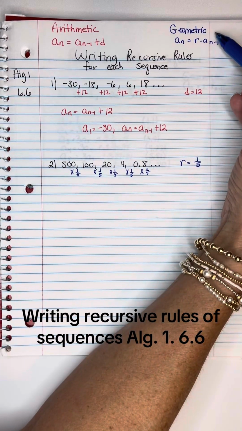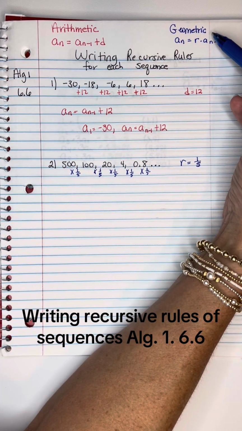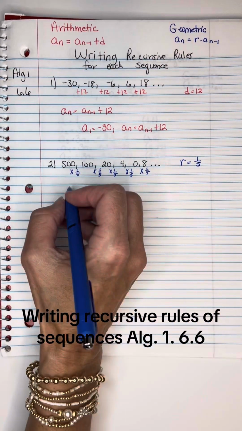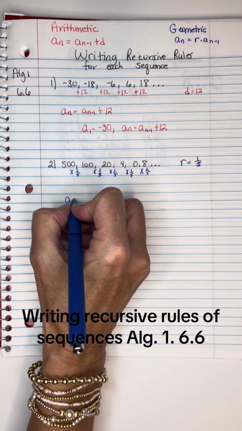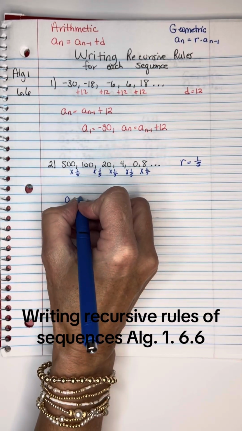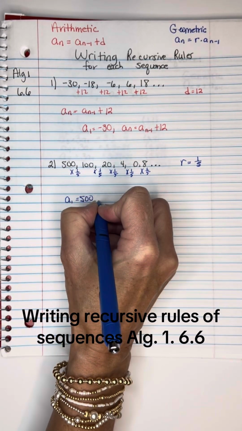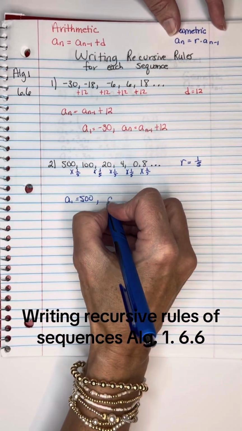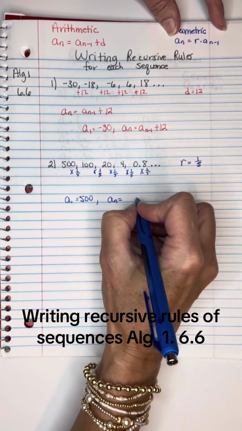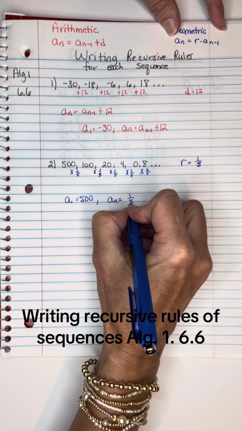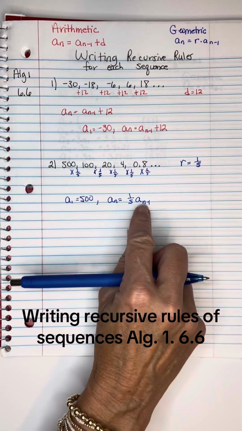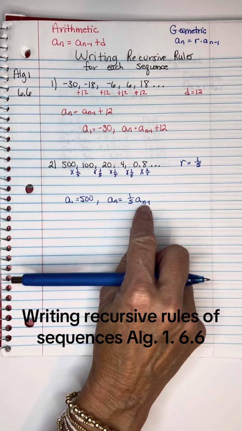That means I'm using this geometric recursive formula here. So all I have to do is write down the first term, a sub 1, which was 500, and then put a comma, and then write down a sub n equals 1/5 times a sub n minus 1. But remember, n minus 1 is just talking about the number before it.